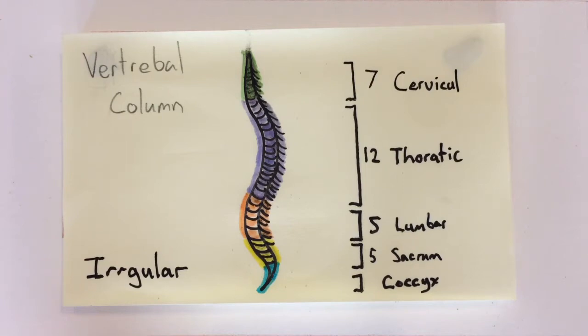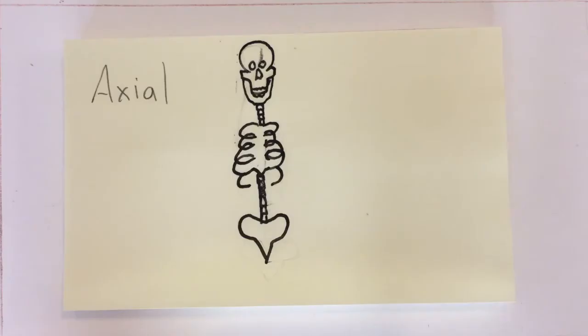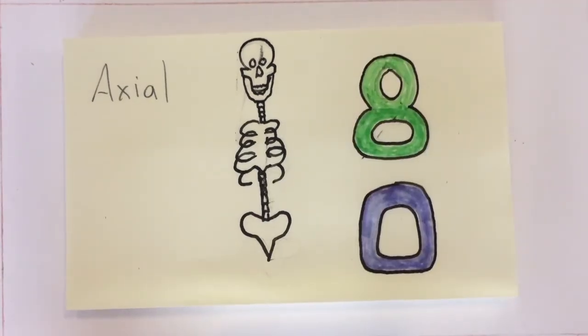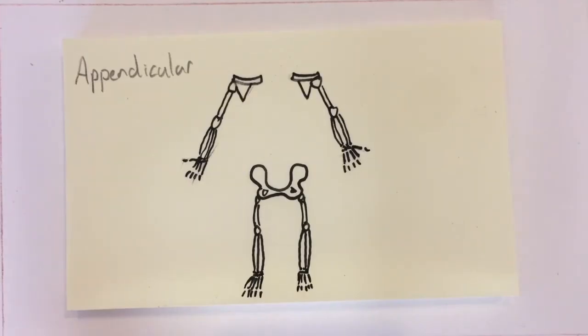When you combine them with your skull and ribs, you get the axial skeleton. This consists of 80 bones in total. What you're left with is the appendicular skeletal system. That consists of your arms and your legs, your collarbone and your scapulars.